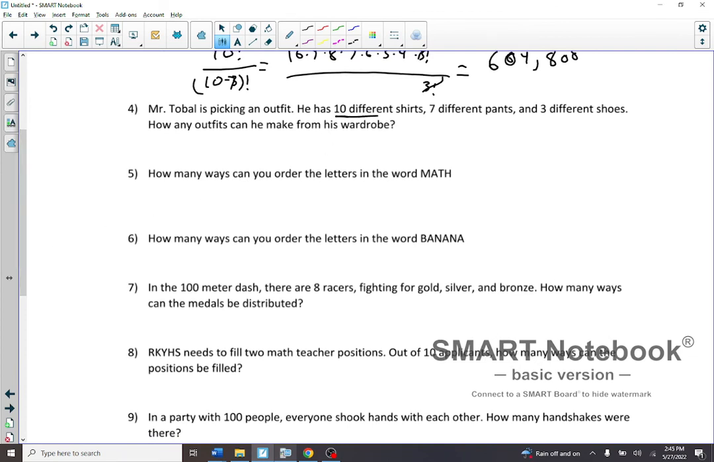Mr. Toll's picking an outfit. He has 10 shirts, 7 pants, 3 shoes. So you just do 10 times 7 times 3, which is 210. This is a counting principle because you have different categories.